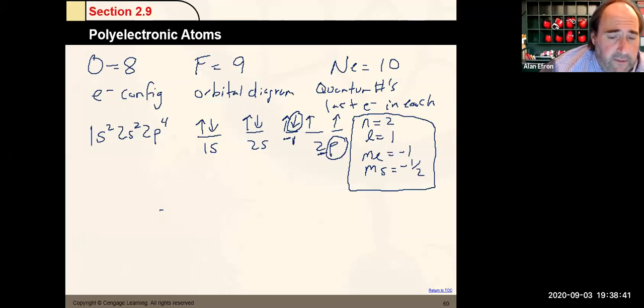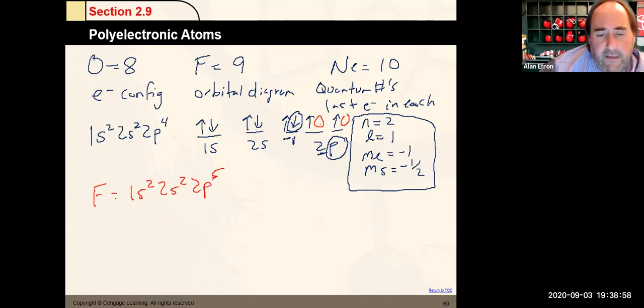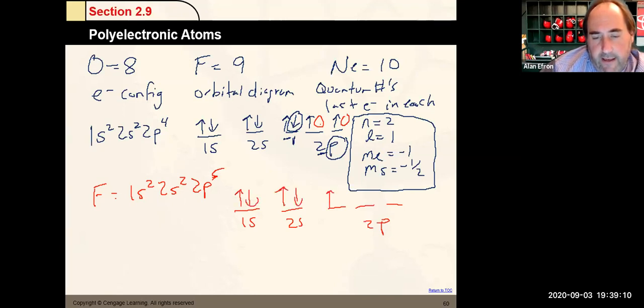Coming to fluorine, which is 9. As we can see here, there's room for a couple more electrons in the p orbital. So fluorine would be 1s2, 2s2, 2p5, giving us our orbital diagram of up, down, up and down, and up and down, making this the last electron that technically went into that atom.